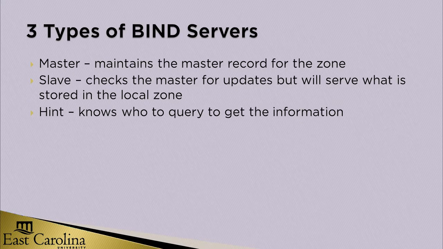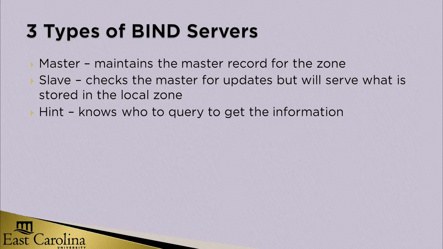There are three types of Bind servers. The first is the master server. This server holds the original and master record for the zone in question. It can answer queries and will always have the right information. The second type of server is a slave server. This server houses a copy of the master database and can answer queries, though it is constantly checking the master for updates to the zone information.